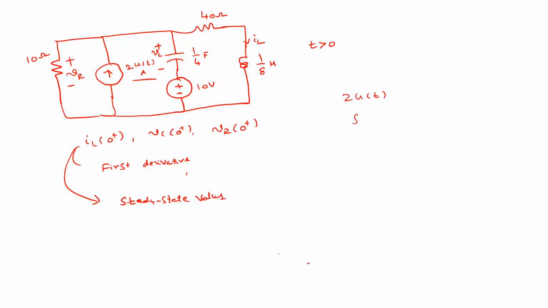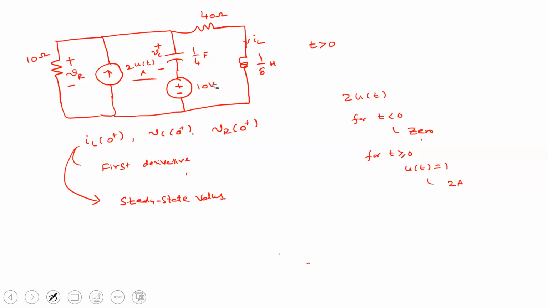For t less than 0, its value is 0. For t greater than 0, E of t value is 1. So the meaning is, you have a 2 ampere current source. So this current source is 0. That means this is open circuited or short circuited? Open circuit, right? If you have a current source, that will be open circuit.